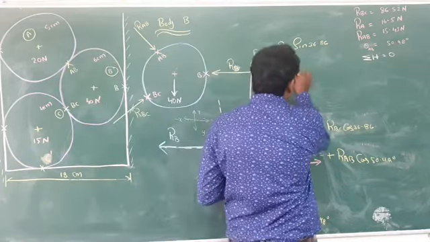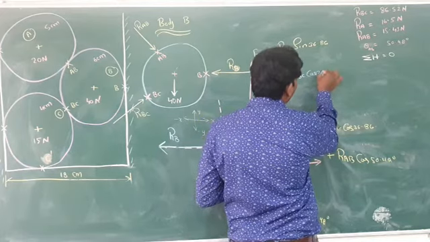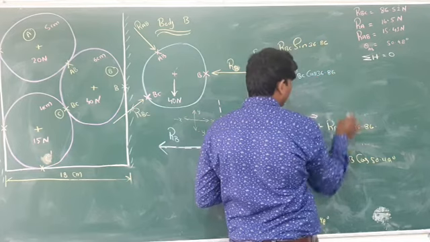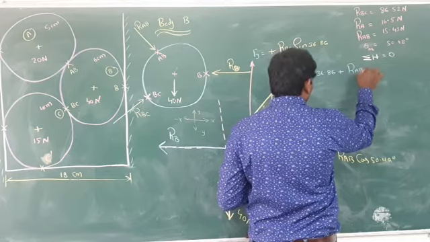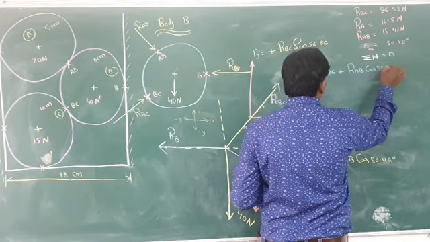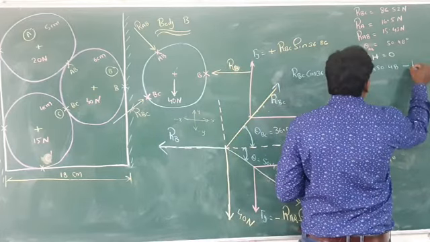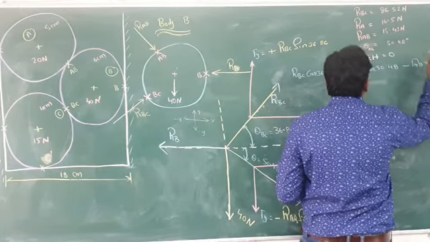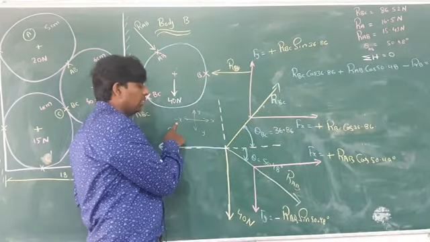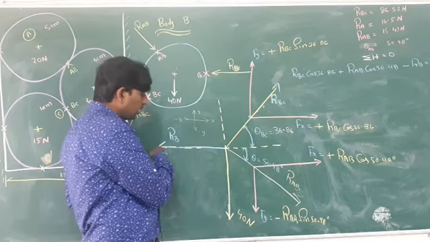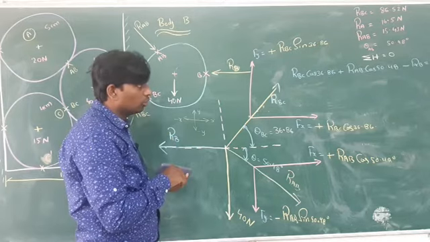So here you can write RBC cos 36.86, plus RAB cos 50.48, then negative, minus RB is equal to 0. Why minus RB? I told you here x is negative, so in this axis RB is also negative. So try to solve this one.